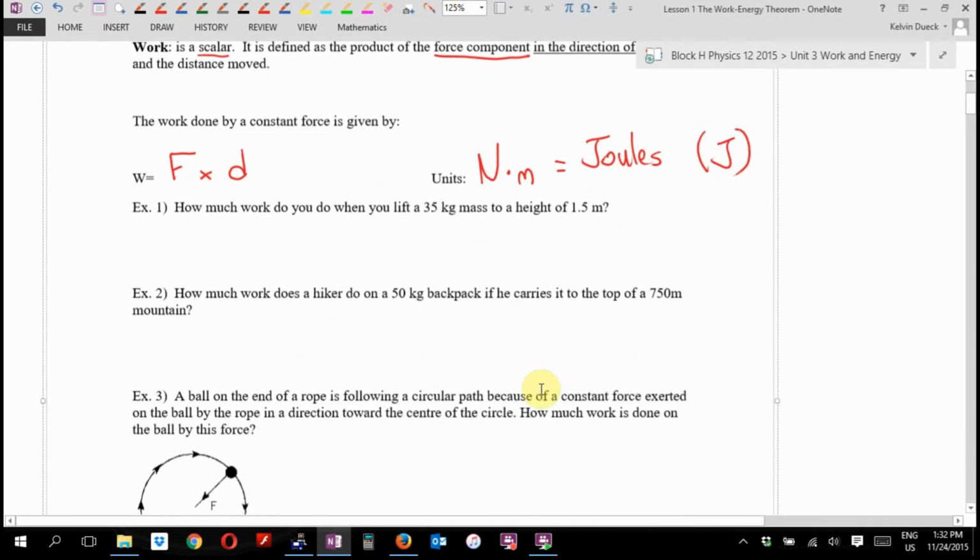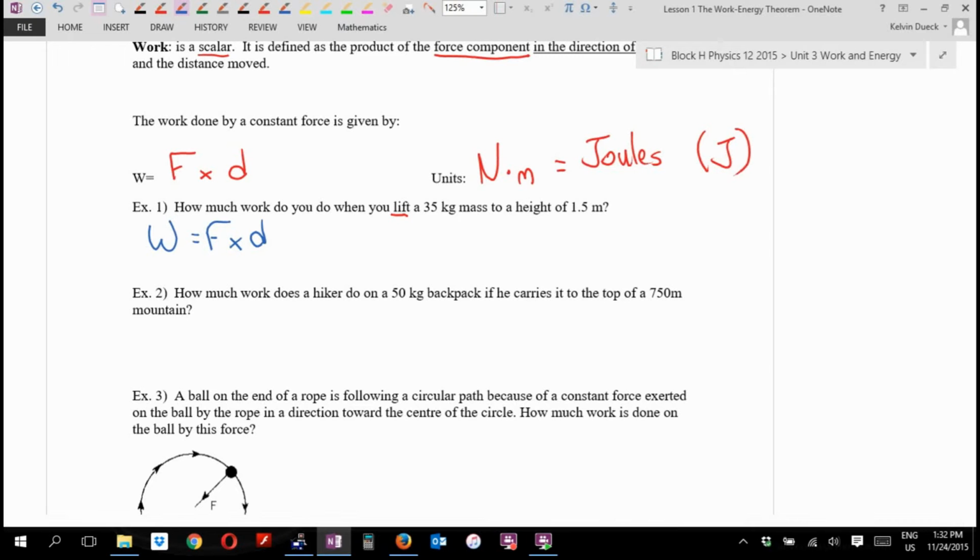Example 1 asks, how much work do you do when you lift, underline the word lift, a 35 kilogram mass to a height of 1.5 meters? Okay. Work equals force times distance. When you lift something, which force are you doing work against? So really you can think about this as Fg times distance.